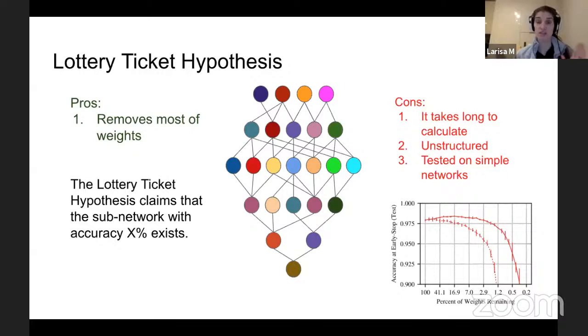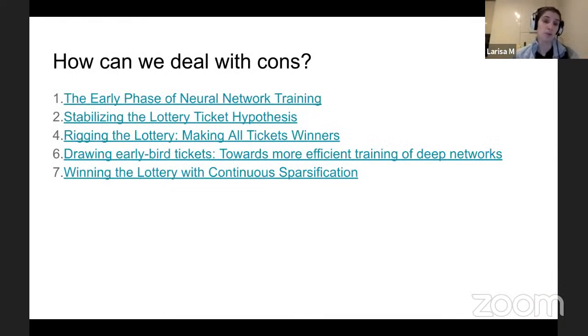And to address all these problems, there are a few follow-up papers that try to fix all these issues: long training, unstructured pruning, and working only with simple networks. I'm going to shortly go through the list of these papers, and all of them are quite interesting in terms of their approach to pruning. Hope you will enjoy this. So let's get started. I don't know what has happened with the numeration, I'm sorry. But all these papers are quite new, so let's go through them.